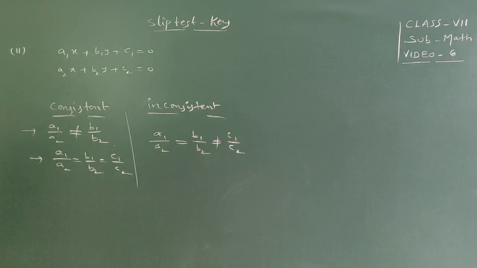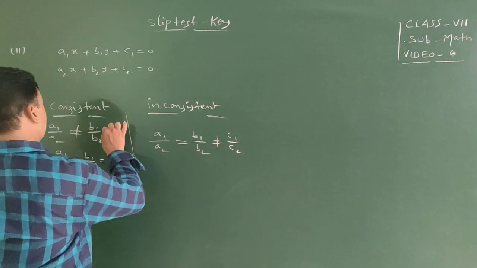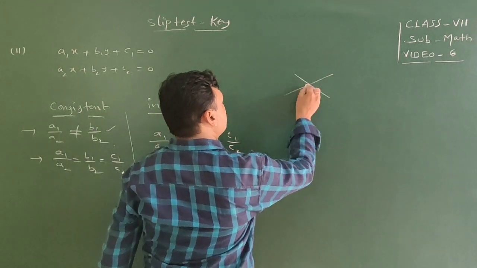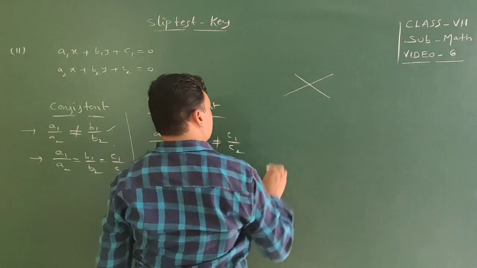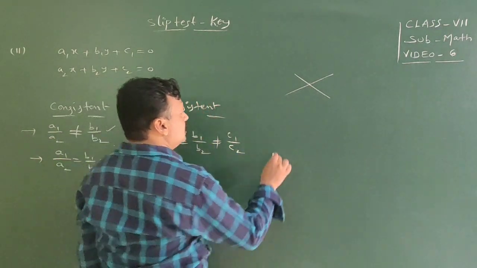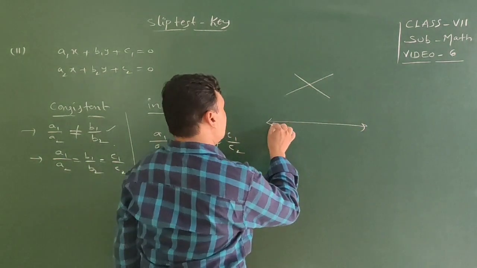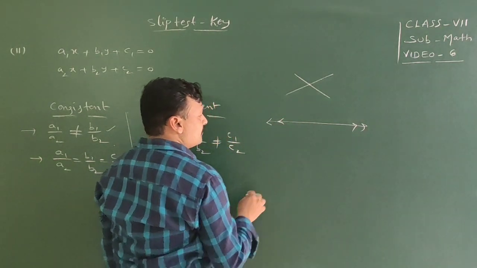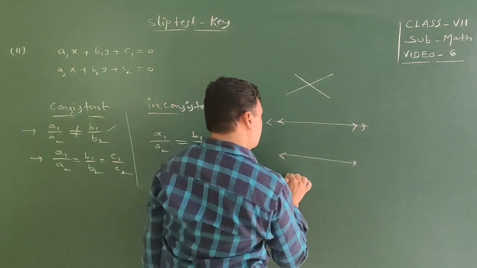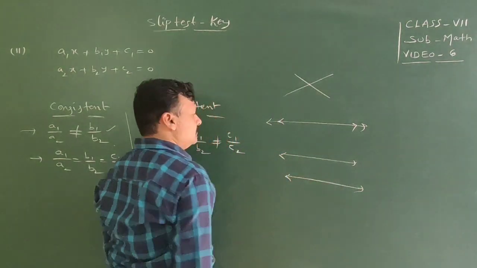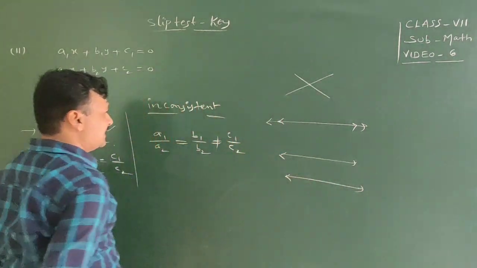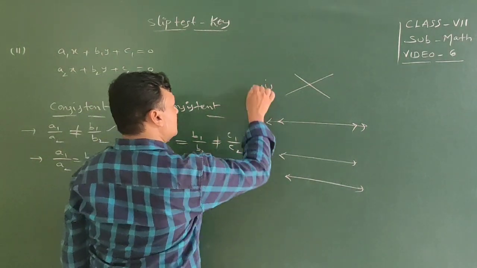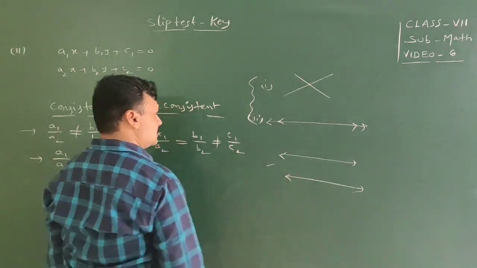Here, actually, consistent with a unique solution is indicated by intersecting lines. They intersect at one point, that's why they have one solution. Infinitely many solutions means they are represented by coincident lines. No solution means parallel lines. There is no point of intersection here. So these two are consistent and inconsistent.